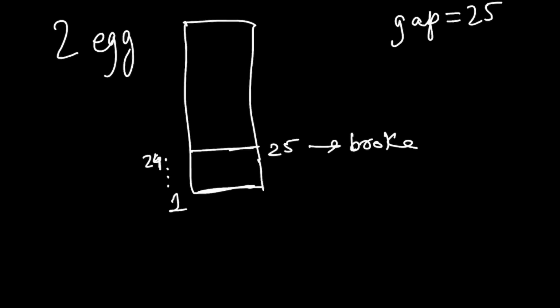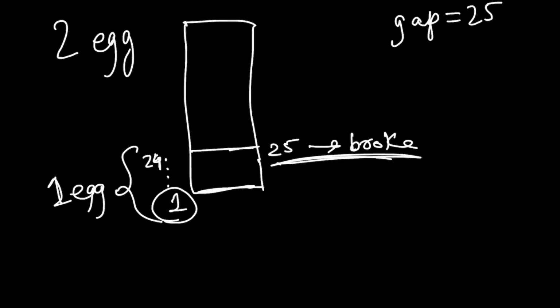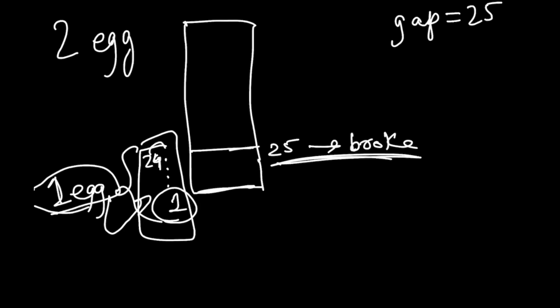Since I can't even start by 2, because if I start by 2 and it breaks on floor number 2, then there's no way of finding out whether it was actually x equal to 1 or 0. So that's why I have to start from floor 1 and work my way up, as this is actually completely identical to the case where I had one egg, because one of my eggs has been used up on floor 25, and now I'm sure that it's between this range, but I only have one egg, so it's going to take me 24 tries. So in this particular scenario, it took me a total of 25 tries.